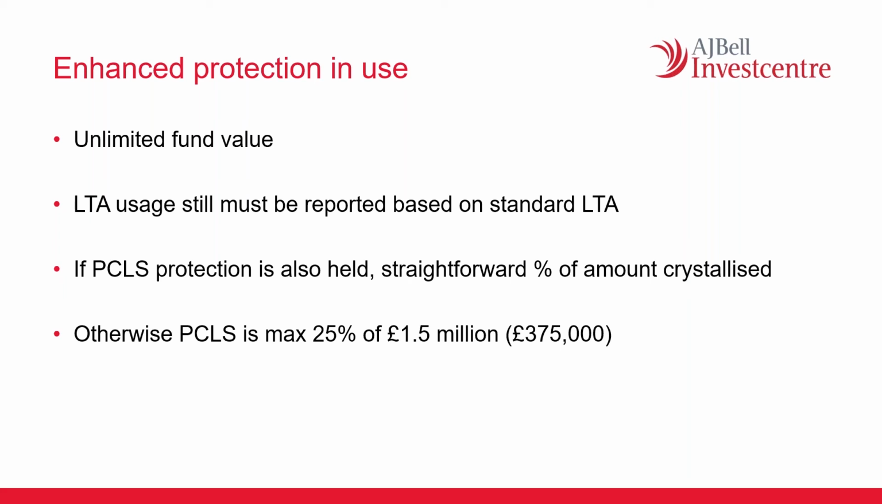We still have to report based on the standard lifetime allowance in exactly the same way as we do with primary. If somebody holds PCLS protection with enhanced protection, then they have the percentage on their certificate, and we just use a straightforward percentage of the amount crystallised. So it's unlimited in terms of the fund value. There's no upward value on that. It's just a straightforward percentage.